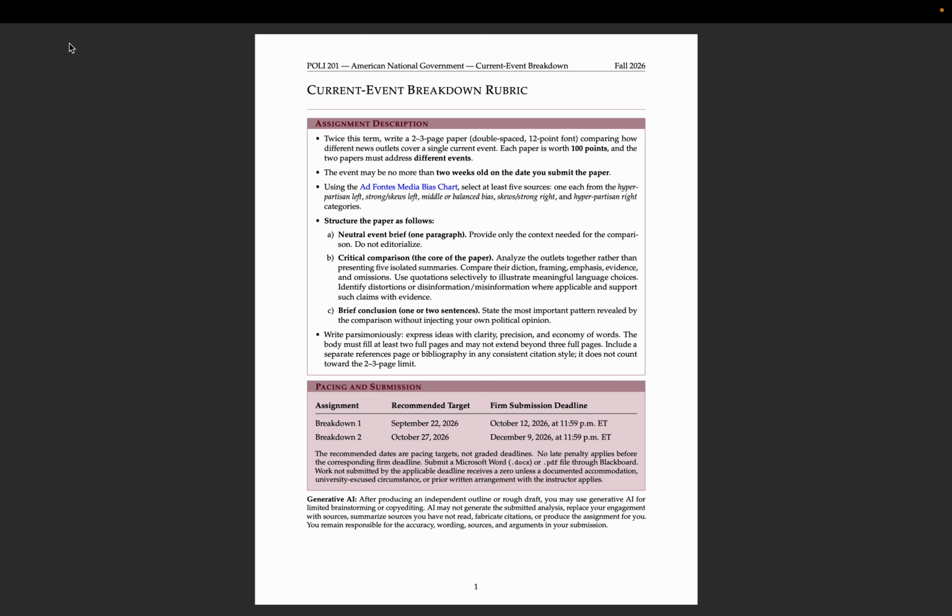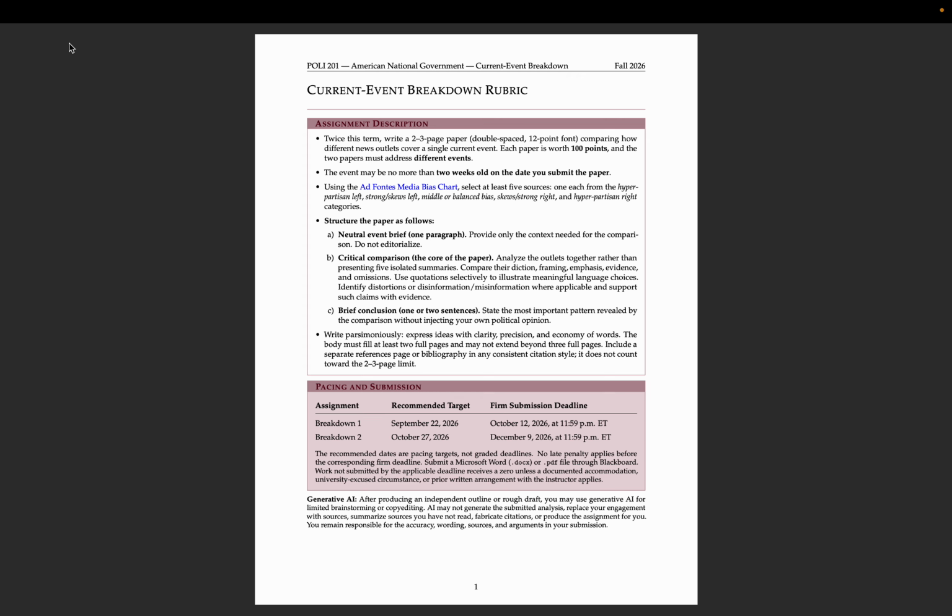All right, everyone. Twice during the semester, I'm going to require you to do a current event breakdown. This is a short 2 to 3 page paper, each of them are, so you're going to do between 4 and 6 pages of writing total for these assignments. And that's in normal double space 12-point font.